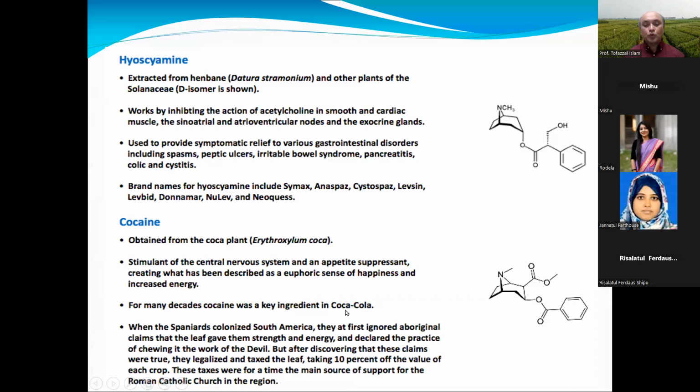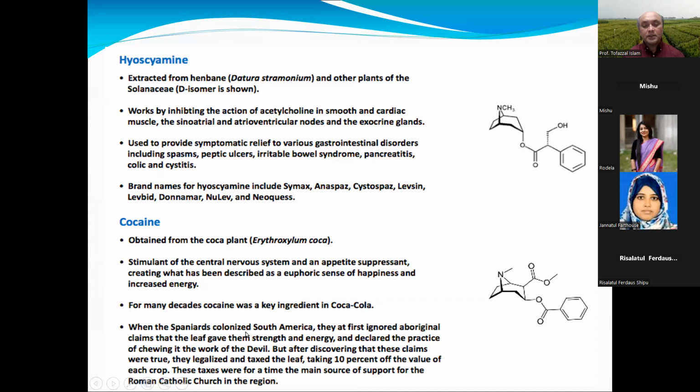For many decades, cocaine was a key ingredient in Coca-Cola, but possibly currently it is not present in Coca-Cola. Actually, the recipe of Coca-Cola is not disclosed yet.